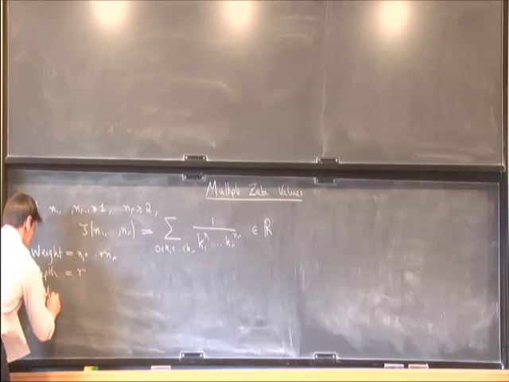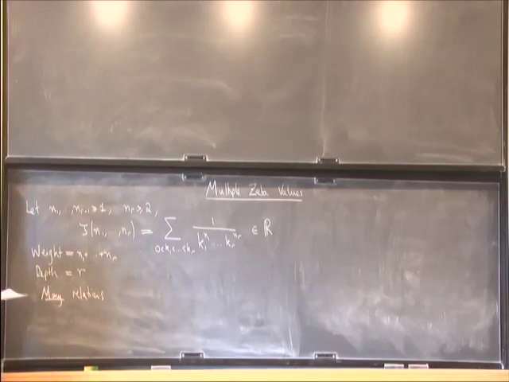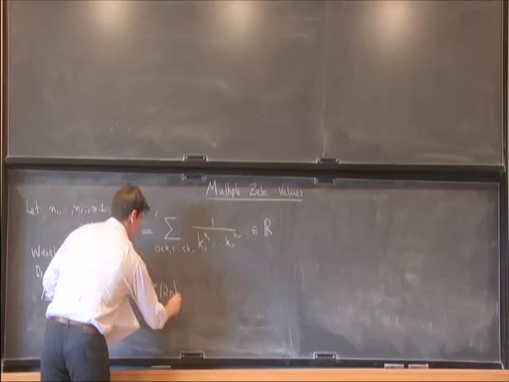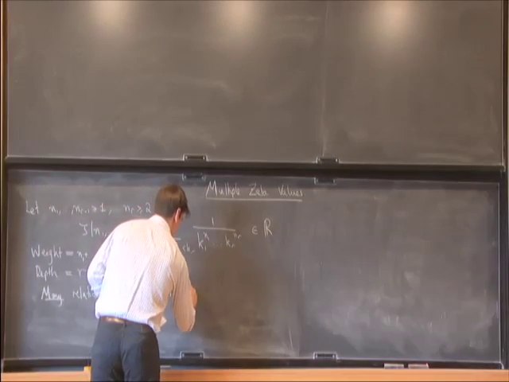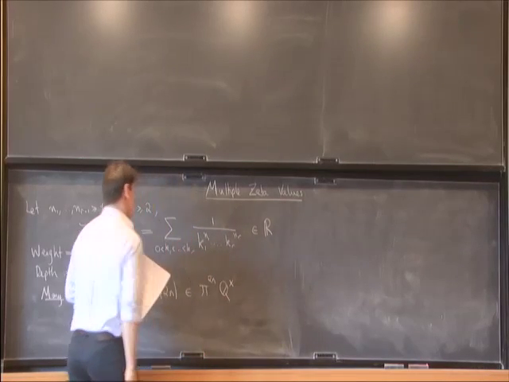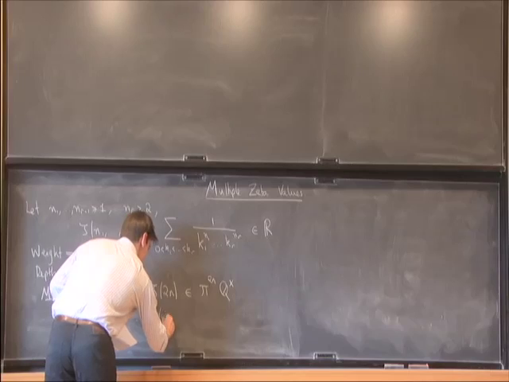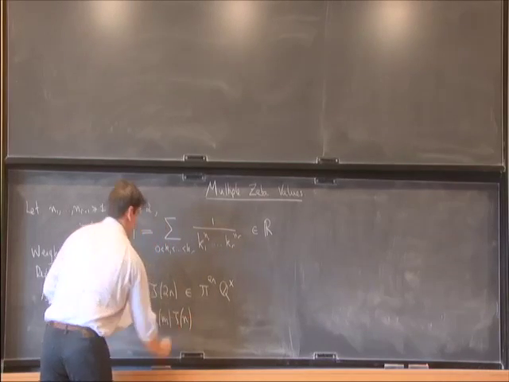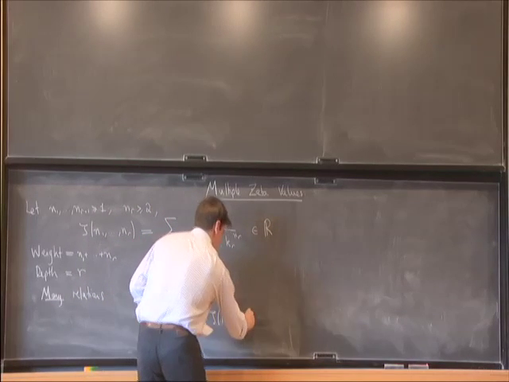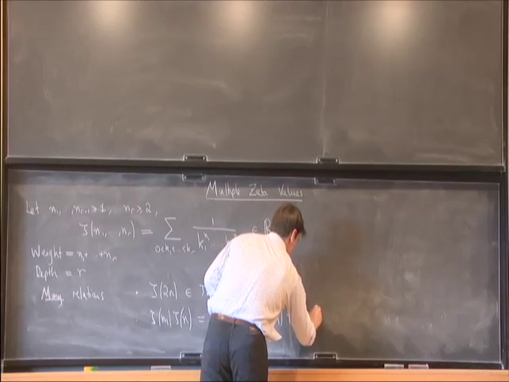And the first thing one notices is that these numbers satisfy very many relations. Perhaps the best known of these is due to Euler, who showed that zeta of 2n is some explicit, but I won't write it down, some explicit rational multiple of pi to the 2n. Another relation due to Euler is that zeta(m) times zeta(n) is equal to zeta(m, n) plus zeta(n, m) plus zeta(m+n).